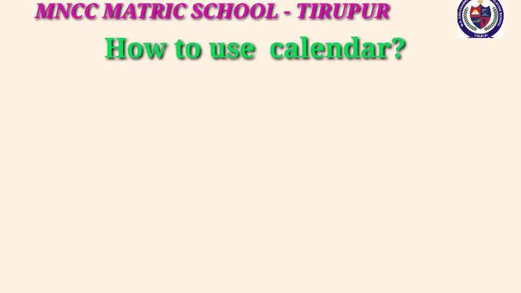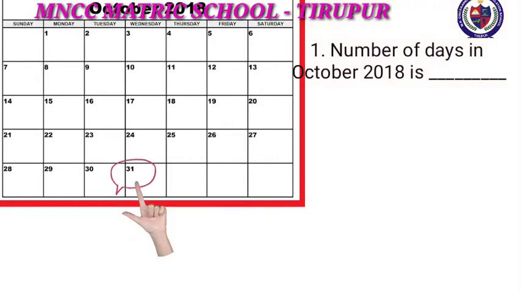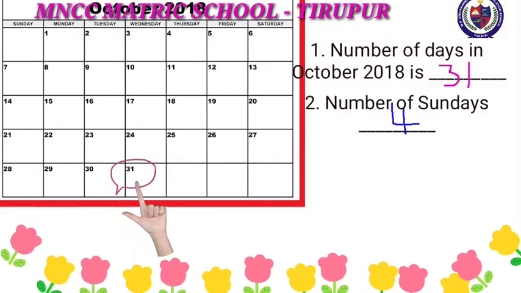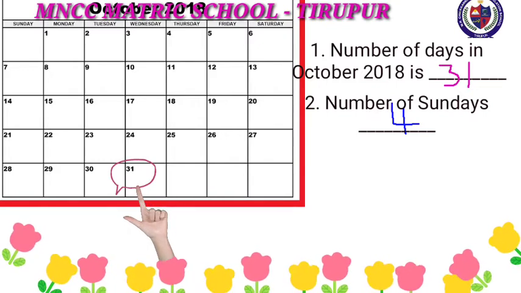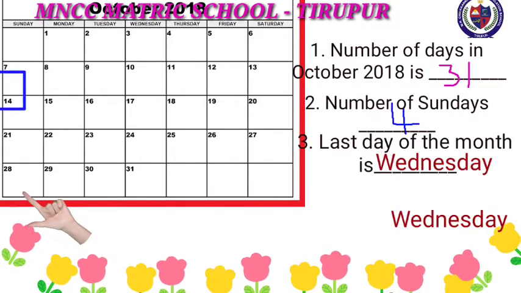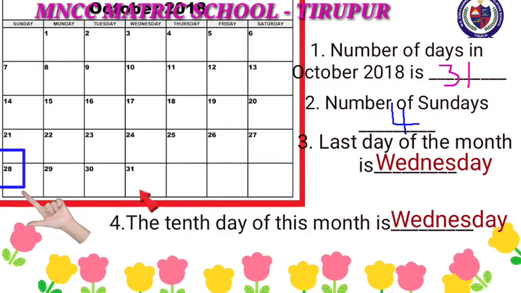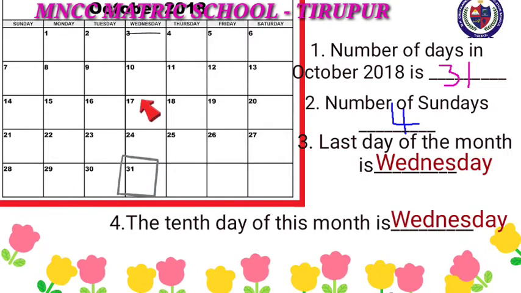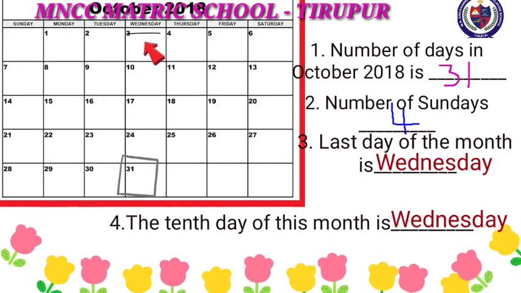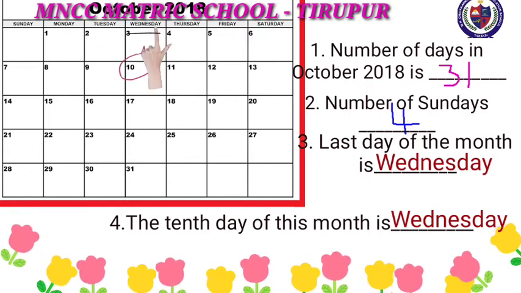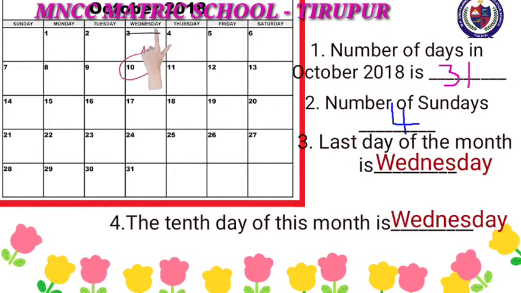Let us see how to use a calendar with the help of October 2018. To find the number of days in October, see the last row. 31 is present, so the number of days is 31. To find the number of Sundays, see the Sunday column. 7, 14, 21 and 28 are 4 Sundays. To find the last day of the month, we should know the last date, that is 31, then move upwards, it is Wednesday. To find the 10th day, the date is 10, move upward, the day is Wednesday.